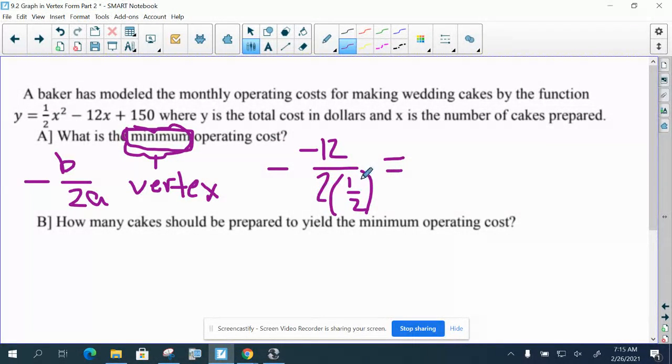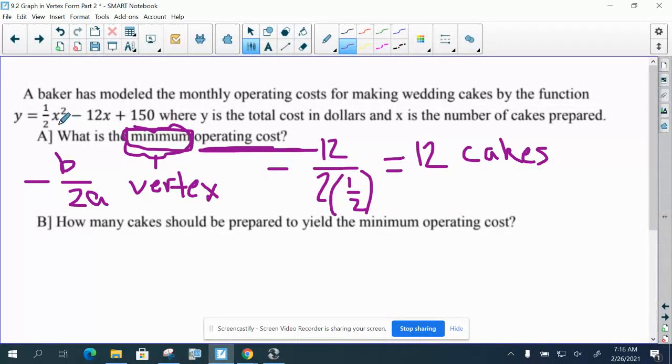So here we would have negative b, which is negative 12, over 2 times a, which is 1/2. And 2 times 1/2 is 1, so the negatives cancel out and you just get 12. Now, that would be the number of cakes, so 12 cakes at the minimum operating cost. But then if you want to find the operating cost, that's the y. So you would need to plug 12 back into your function.